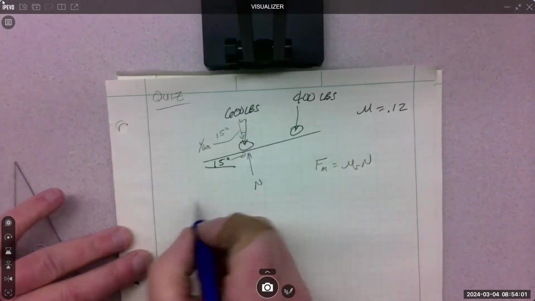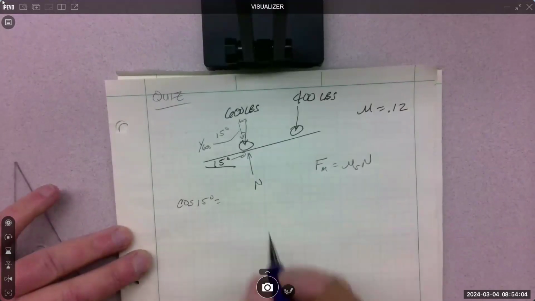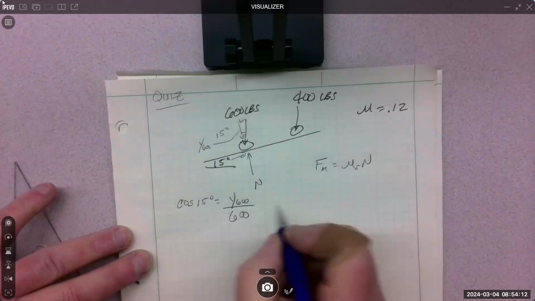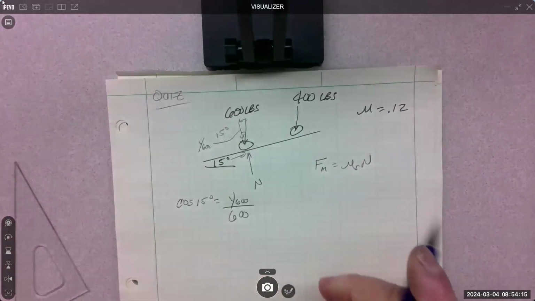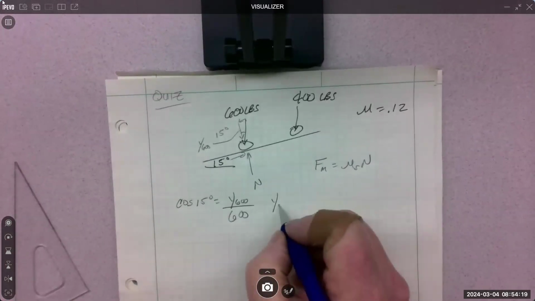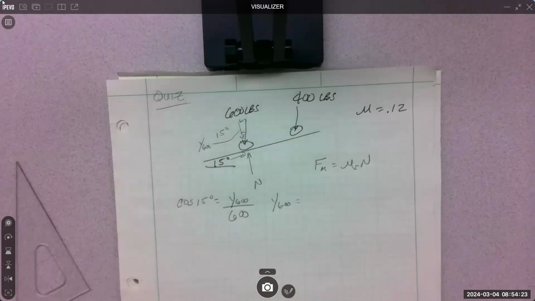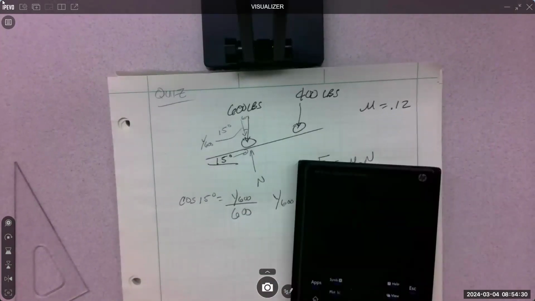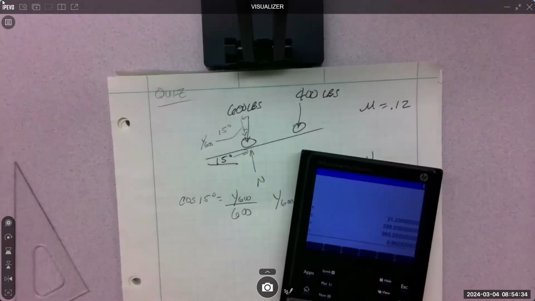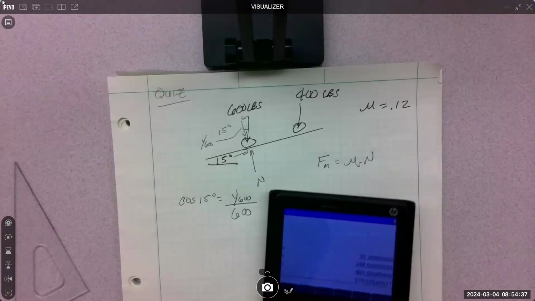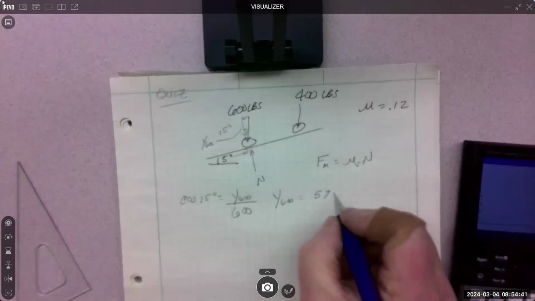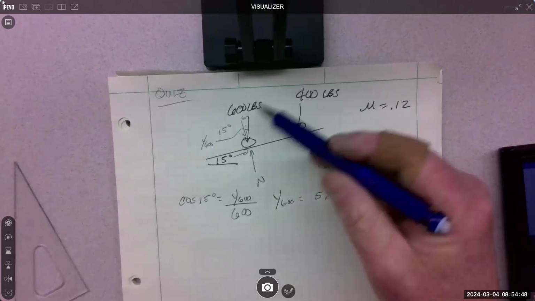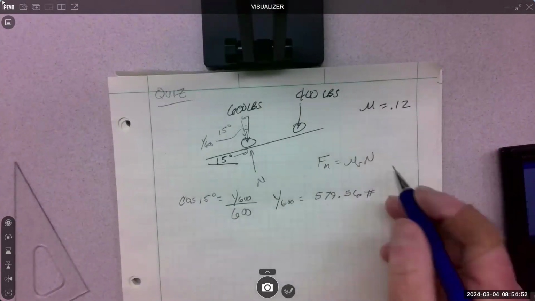I'm going to use the cosine of 15 degrees equals the adjacent side, Y of the 600, over the hypotenuse, 600. So this is going to give me that Y into-the-ground force, 579.56 pounds. And since those are the only two, and you do these analyses separately, that also equals N.